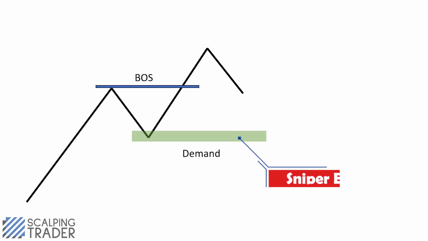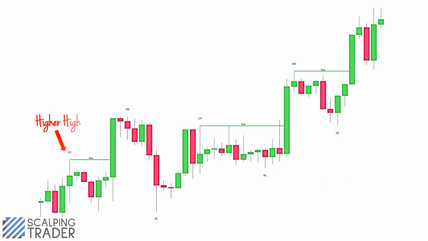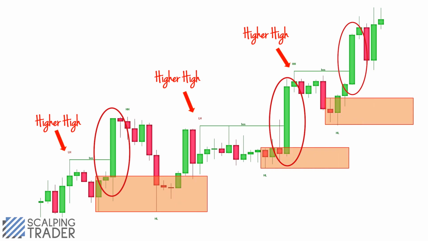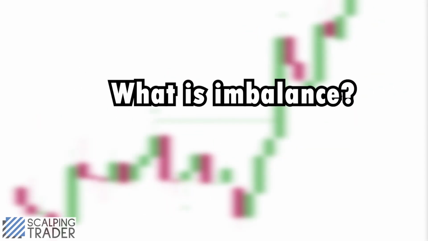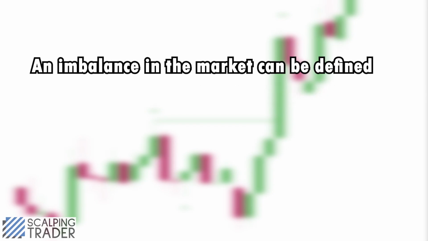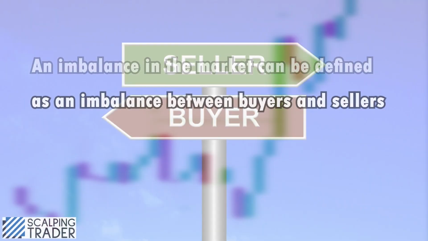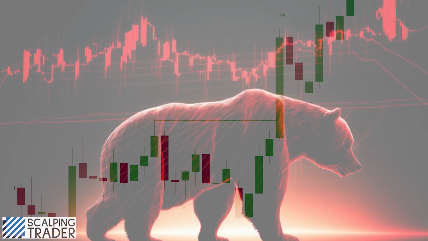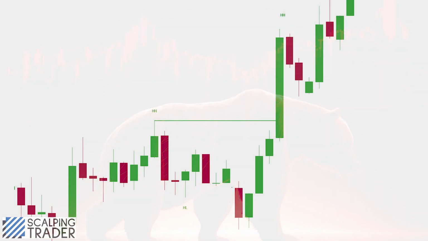However, not all demand zones are valid. Look at this chart. These higher highs are broken by an imbalance candlestick. Consequently, the demand areas formed by these BOS are valid. What is imbalance? An imbalance in the market can be defined as an imbalance between buyers and sellers. For example, a bullish imbalance has more buyers behind it, and a bearish imbalance has more sellers behind it.